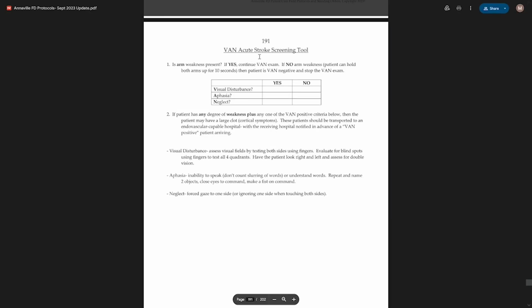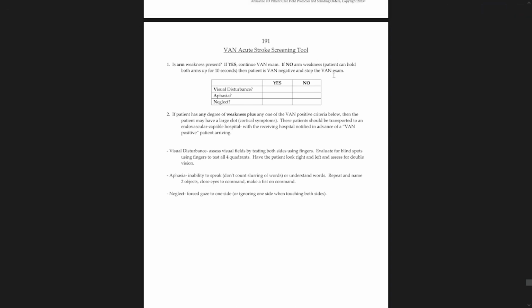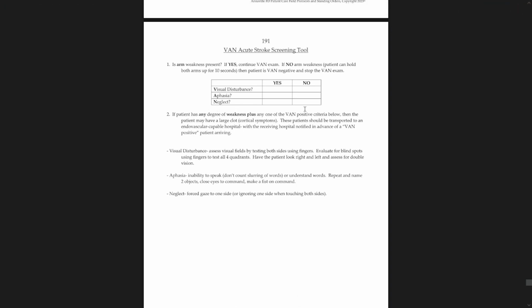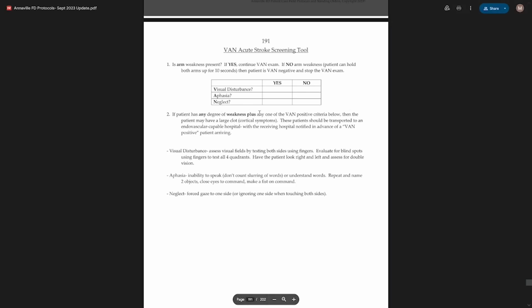For the VAN acute stroke screening tool, you want to check whether the patient has any arm weakness. If yes, continue the VAN assessment. If no arm weakness, and the patient can hold both arms up for 10 seconds, then the patient is VAN negative and you stop the VAN exam. If a patient has any degree of weakness, plus any one of the VAN positive criteria below, then the patient may have a large clot, a cortical symptom.